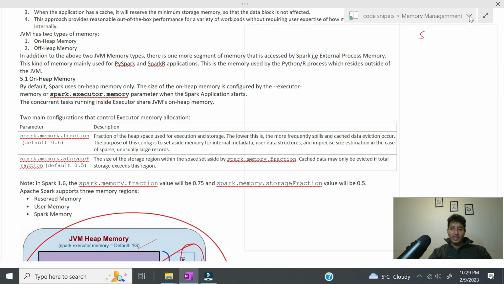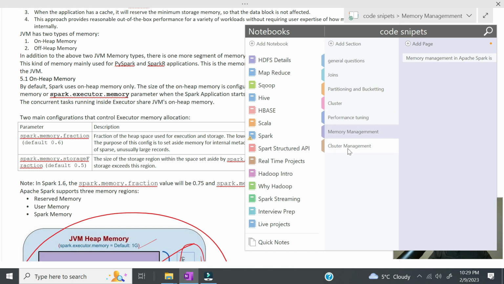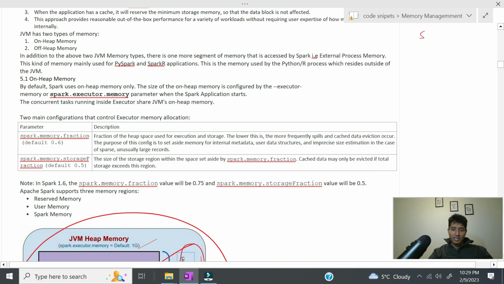So do go through these notes, these videos again and again, and we'll meet again in next video. And next video, I think we will be covering cluster management. Somebody asked me to cover checkpointing as well. So I can make a video on checkpointing, but it won't be a long video. Checkpointing is not as large a topic as memory management, cluster management, all right.